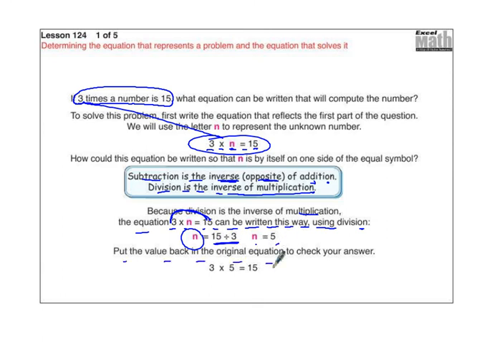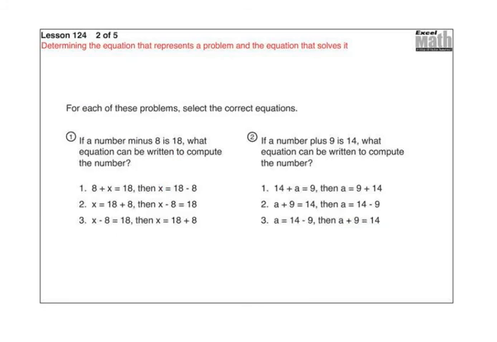Put the value back in the original equation to check your answer. I put the 5 back in where the n was. 3 times 5 equals 15. That makes perfect sense. All right, it says for each of these problems, select the correct equations.